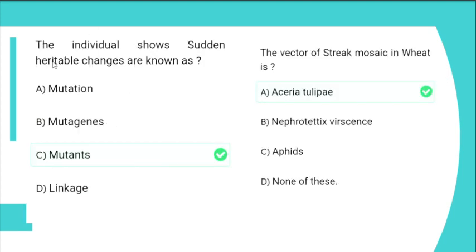Next question. The individual shows sudden heritable changes are known as. So here option number C is correct, that is mutants. Next question, the vector of streak mosaic in wheat is. So here option number A is correct, that is Aceria tulipae. We call generally mite also.